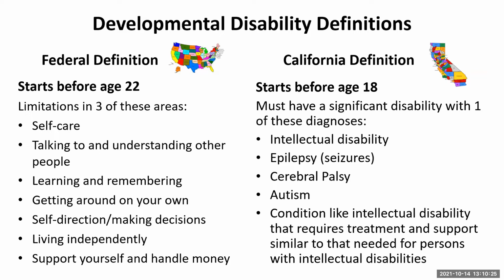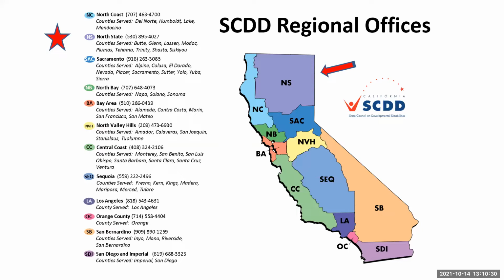So the state council is also broken up into regional offices. We have 12 offices throughout the state because California is so large. This is unique to California. Most other states only have one or a couple of offices, but because we are so big, we have 12 offices throughout the state. And the staff at these offices provide information and trainings to carry out what's listed in our state plan goals, which says what we're going to do.